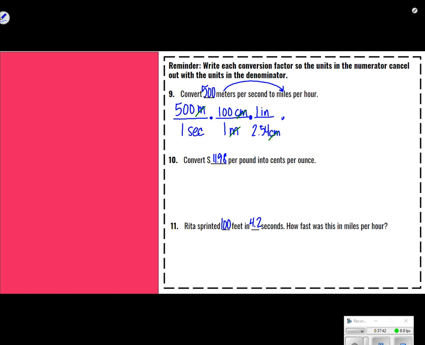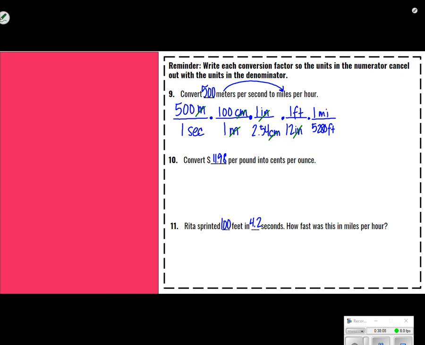All right, now we're going to go from inches to feet and then from feet to miles. So inches to feet, that's 12 inches in 1 foot. Cancel, cancel. And in 1 mile, there are 5,280 feet.